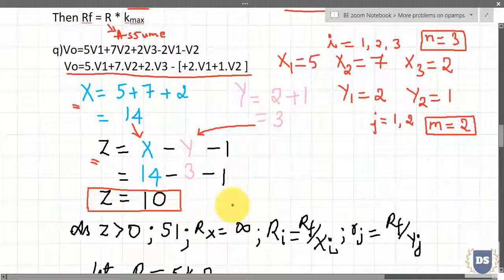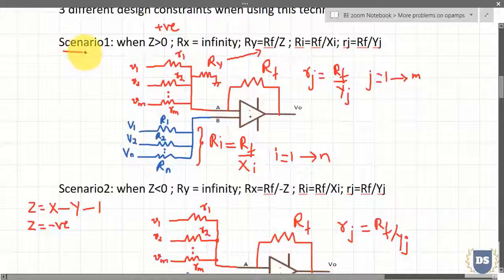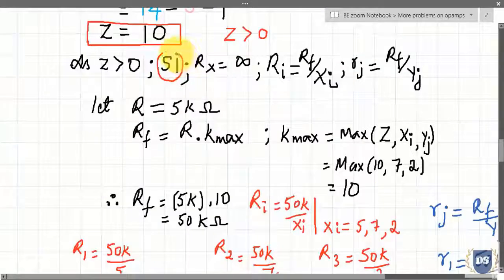And out of 3 scenarios, I got to consider the scenario where the value of z is greater than 0. Can you guess the scenario? The scenario is the first scenario where the z value is greater than 0 or positive. I got to consider scenario 1. If I do so, Rx is equal to infinity, Ri is equal to Rf divided by Xi, Rj is equal to Rf divided by Yj.